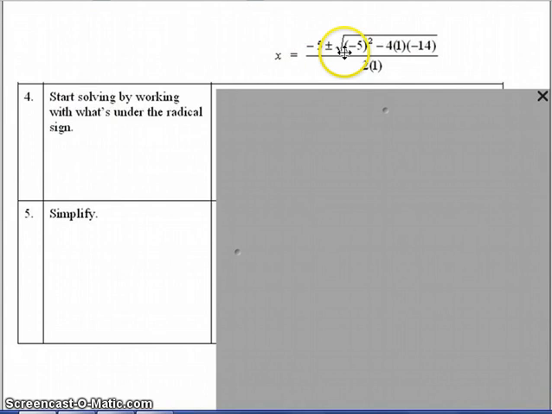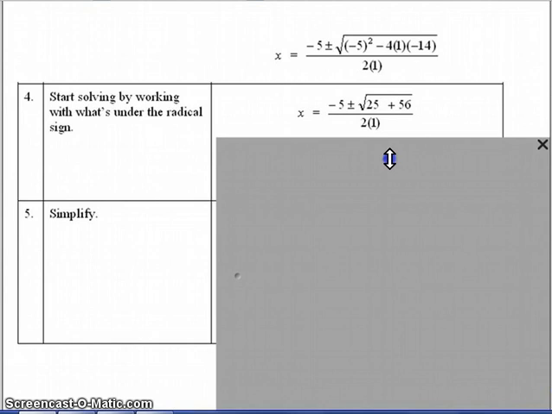Step 4 is to start simplifying what's under the radical sign. Negative 5 squared becomes positive 25. Please notice, this was b squared, but b happened to be a negative number. It doesn't matter whether b is a positive or negative number. b squared is always going to turn out to be positive. This number here will always be positive, never negative. It's this part over here, minus 4ac, that is sometimes negative, sometimes positive. In this case, it's plus 56.